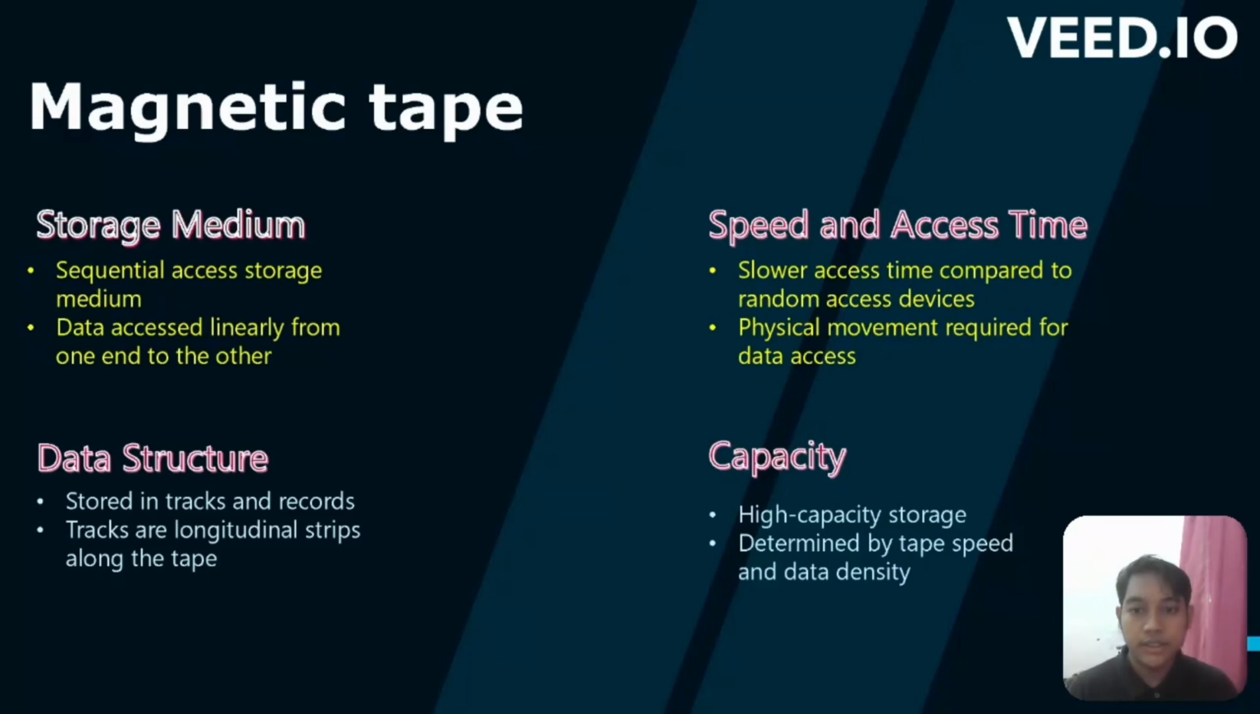For the data structure, data on magnetic tape is stored in the form of tracks, which are longitudinal strips running along the length of the tape. Each track is divided into smaller units called records.